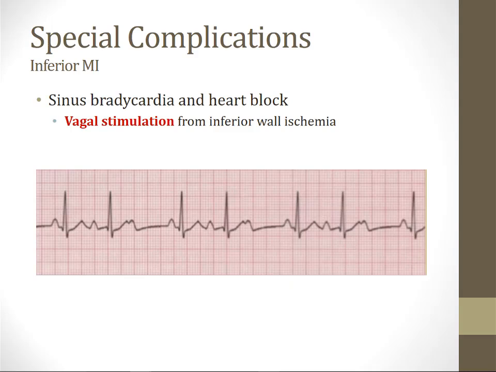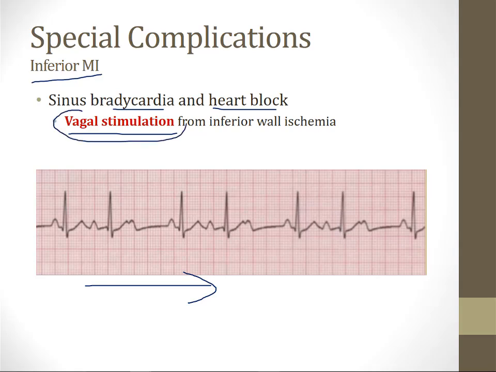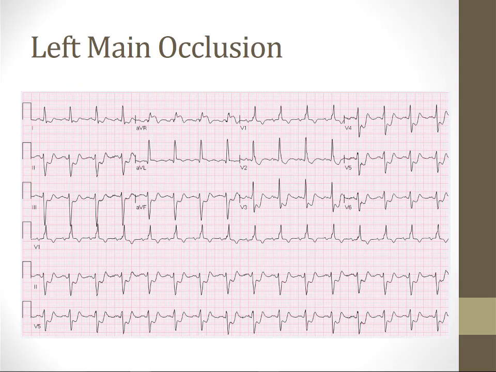The other special complication that occurs in many inferior myocardial infarctions is sinus bradycardia and heart block. This is because the vagus nerve runs near the inferior wall, and it can become stimulated in the setting of inferior ischemia. So many patients with inferior ischemia and ST elevations in 2, 3, and AVF will have sinus bradycardia or even sometimes heart block. This is a patient here with heart block shown on the screen. I talk about this in detail in another video, but you can see this in inferior MIs, and it's all from vagal nerve activation.